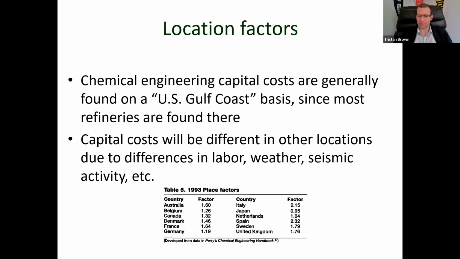Again, place factors will change over time as well, but it just gives you an example, right? You're basically talking Italy, the place factor is more than twice as much as Japan. And so if you're talking about the exact same type of facility in Italy versus Japan, same feedstock, same production, et cetera, that's going to be a big difference to your capital costs. And so location from a capital cost standpoint is also something that we always want to make sure we consider.